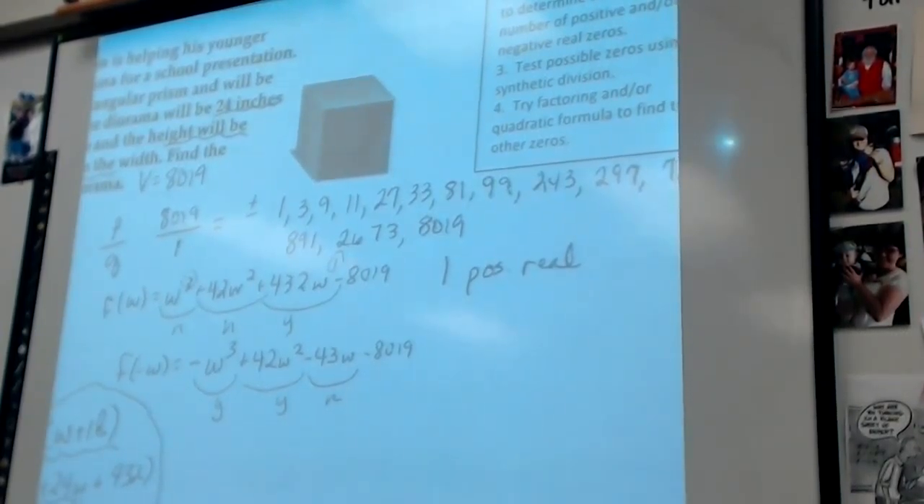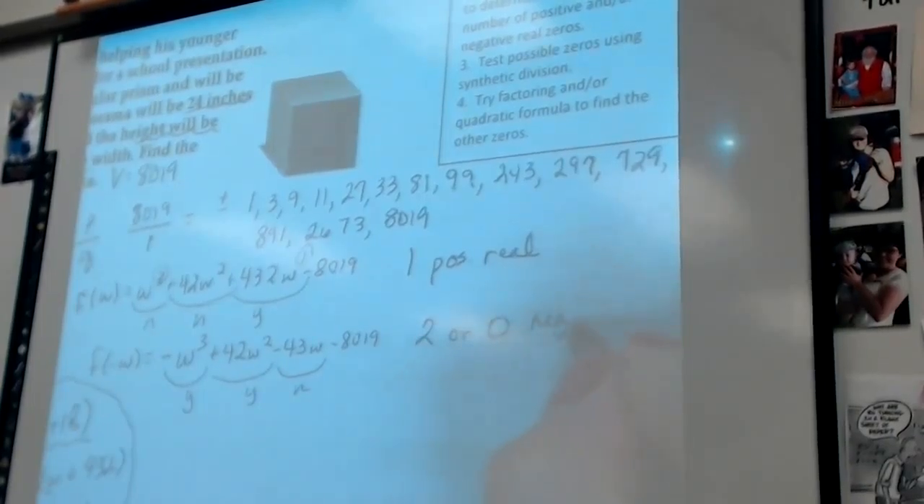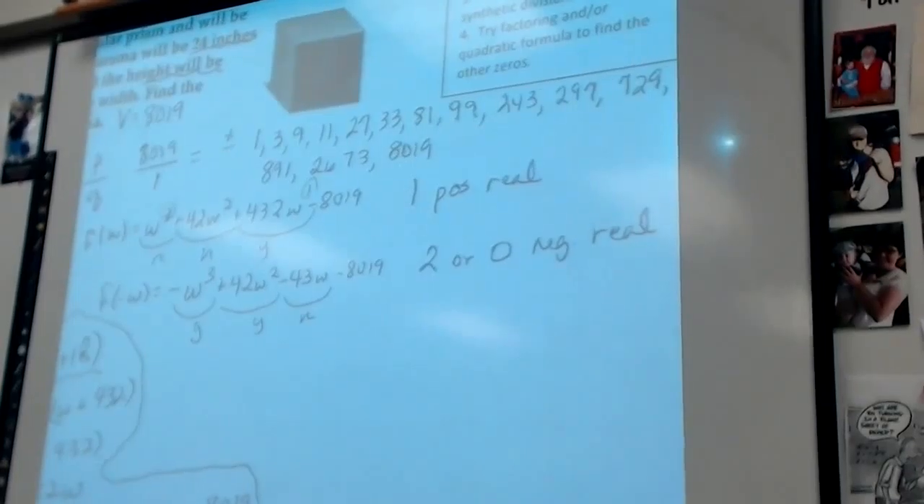I got yes, yes, no. So that means there's 2 or 0 negative real. So there might be 2, there might be 0. So now we've got to think.